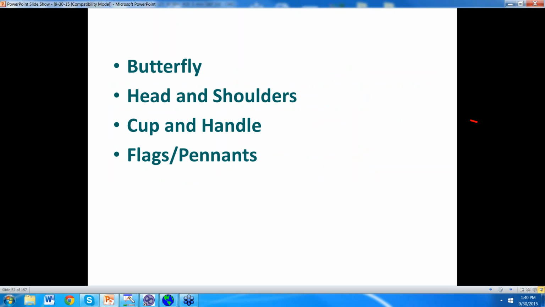When you have these measure moves combined together, what you get are things that people call butterflies, head and shoulders, cup and handles, flags and pennants. Now these two, the butterfly and the head and shoulders, are what I call reversal patterns, meaning you can pick a high or low using them, whereas cup and handle and flags and pennants, which a lot of people are familiar with, are breakout continuation patterns. We'll cover a little bit of both.